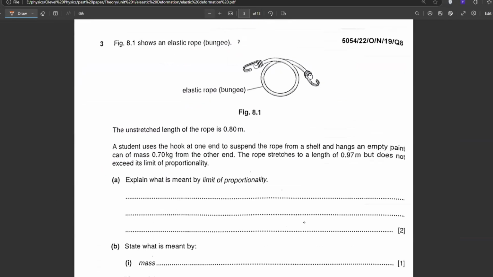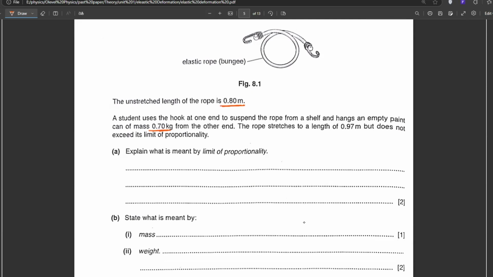Figure 8.1 shows an elastic rope. The unstretched length of the rope is this. This is the length when no load is being applied. Unstretched lengths are basically the lengths when no load is being applied. A student uses the hook at one end to suspend the rope from a shelf and hangs an empty paint can of mass this. The rope stretches to this length, that is 0.97 meter, but does not exceed the limit of proportionality. Explain what is meant by limit of proportionality.